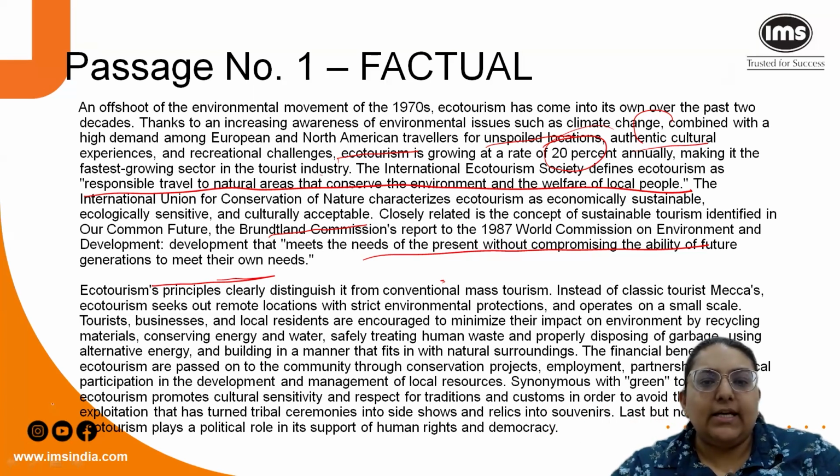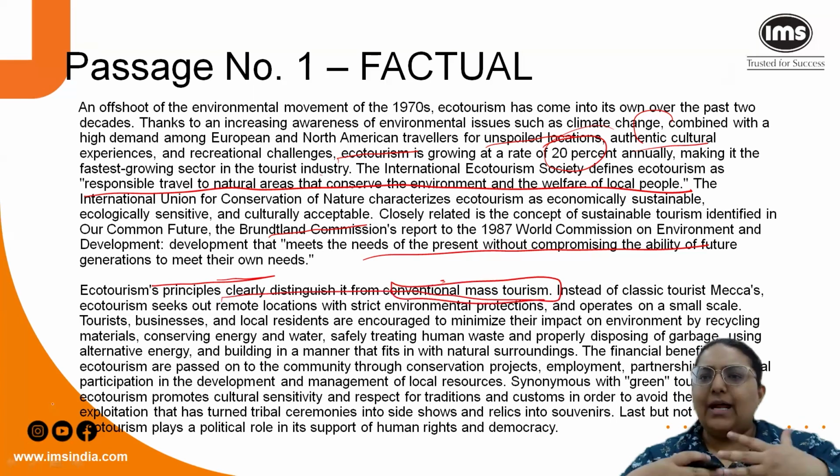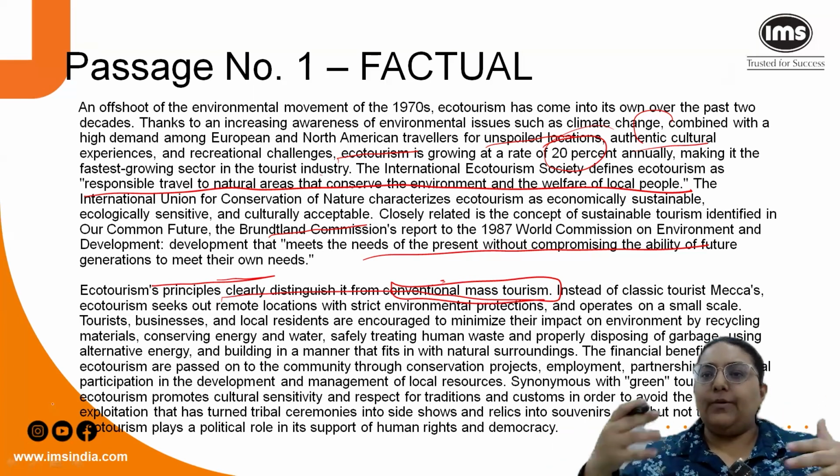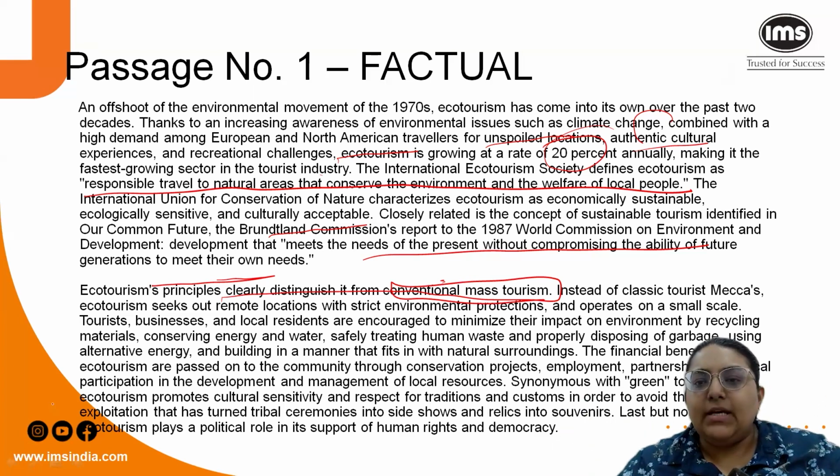Ecotourism's principles clearly distinguish it from conventional mass tourism. Okay, so now the author is trying to tell us how it is different from mass tourism, the normal tourism. Mass means the normal way of tourism which a lot of people follow. Instead of classic tourist meccas, ecotourism seeks out remote locations. So what is different? In ecotourism, tourists will prefer remote locations with strict environmental protections and they will operate on a small scale.